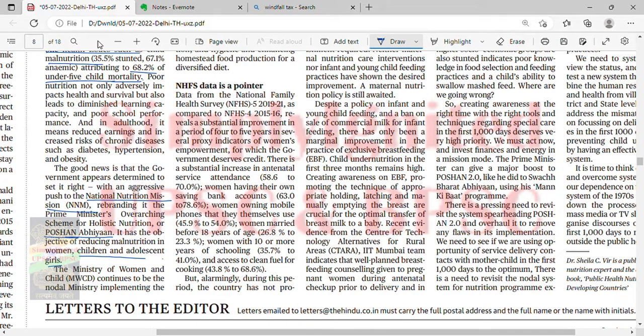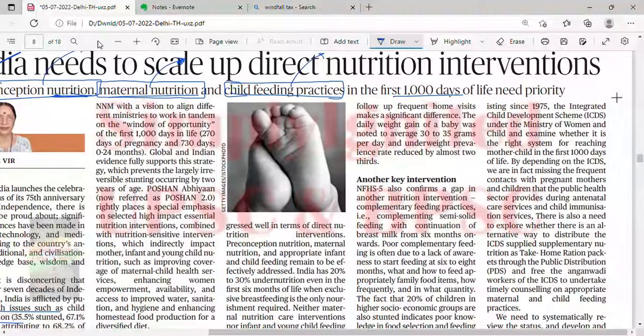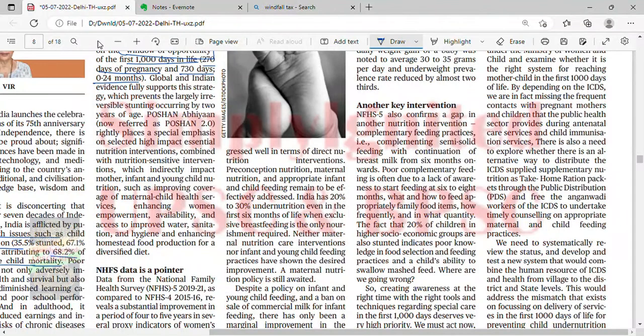The WCD continues to be the nodal implementing ministry for the national nutrition mission, with a vision to align different ministries to work in tandem on the window of opportunity, the first 1000 days of life: 270 days of pregnancy and 730 days for 0 to 24 months. The global and Indian evidence fully supports this strategy, which prevents largely irreversible stunting occurring by 2 years of age. Poshan Abhiyan rightly places a special emphasis on selected high-impact nutrition interventions combined with nutrition-sensitive interventions which indirectly impact mother, infant, and young child nutrition, such as improving coverage of maternal and child services, enhancing women's empowerment, availability and access to improved water, sanitation and hygiene, and enhancing homestead food production for a diversified diet. Okay, so these things are there.